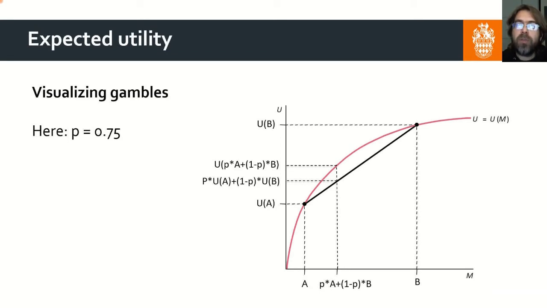However, I also want to illustrate how the probabilities tell you how much of the line you need to travel. Here you see the distance from A to the point of the lottery is exactly 25% of the line, the probability of B, and the distance from the point of the lottery to point B is the probability of A, so here 75%. So this is how you visualize a lottery in a utility function.